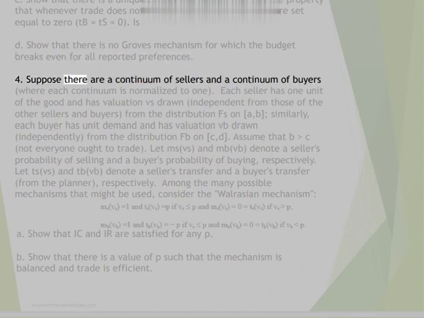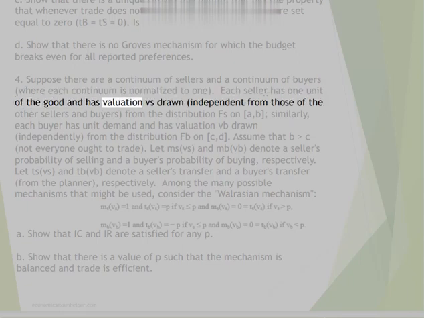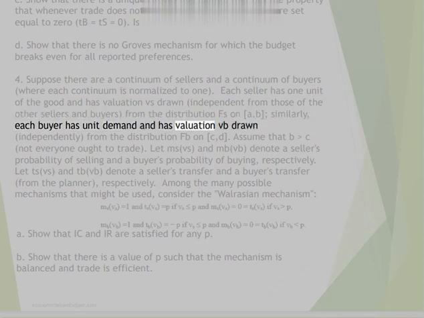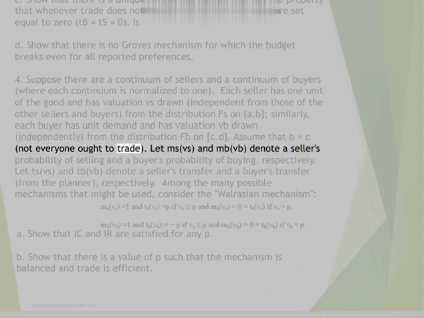4. Suppose there are a continuum of sellers and a continuum of buyers, where each continuum is normalized to 1. Each seller has one unit of the good and has valuation vS drawn, independent from those of the other sellers and buyers, from the distribution FS on [A, B]. Similarly, each buyer has unit demand and has valuation vB drawn, independently, from the distribution FB on [C, D]. Assume that B > C, so not everyone ought to trade.